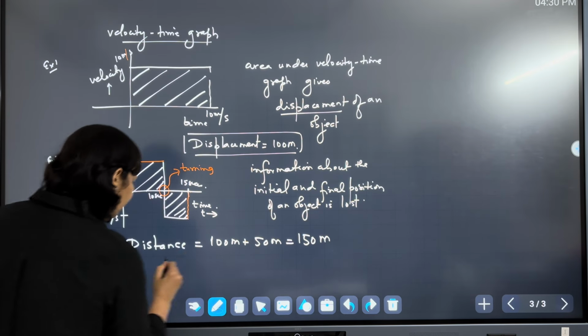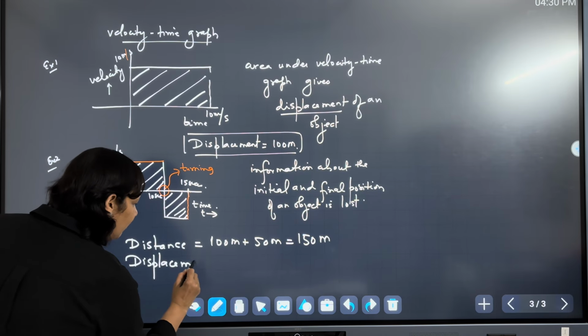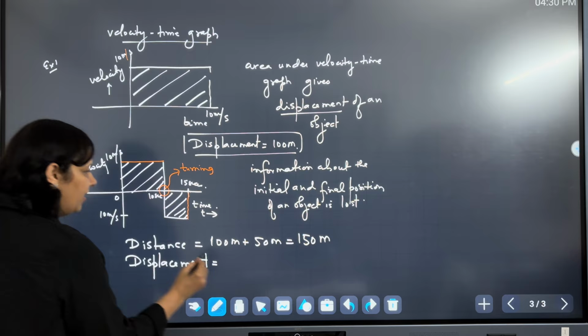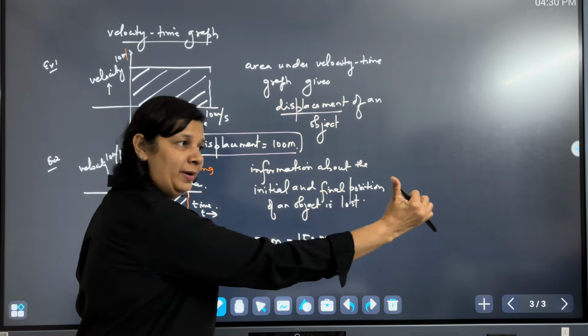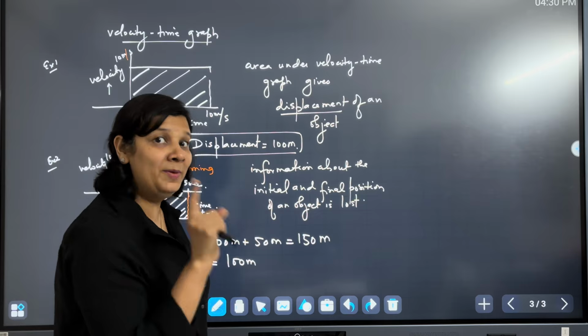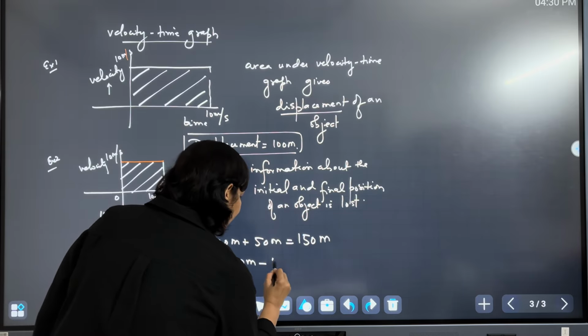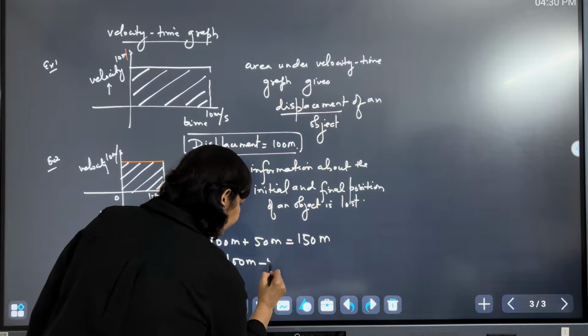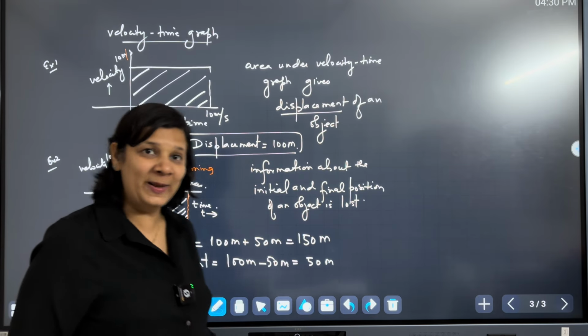by an object. But if I ask you how much is the displacement covered by an object, the object moved 100 meter in the positive, that was the displacement, but it moved back, so that will be minus, because displacement is a vector quantity, right? So minus 50 meter. This is the displacement.